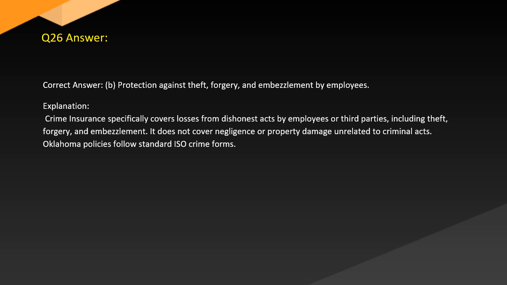Answer. Correct answer. B. Protection against theft, forgery, and embezzlement by employees. Explanation. Crime insurance specifically covers losses from dishonest acts by employees or third parties, including theft, forgery, and embezzlement. It does not cover negligence or property damage unrelated to criminal acts. Oklahoma policies follow standard ISO crime forms.